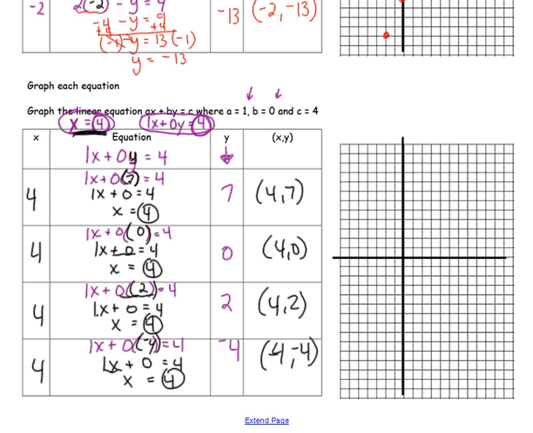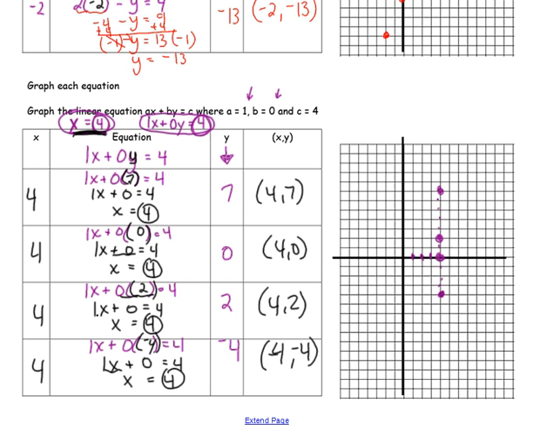Graphing our ordered pairs. 4, 7: 1, 2, 3, 4, then 1, 2, 3, 4, 5, 6, 7. 4, 0: 1, 2, 3, 4, 0. 4, 2: 1, 2, 3, 4, 1, 2. And 4, negative 4: 1, 2, 3, 4, then 1, 2, 3, 4, negative.